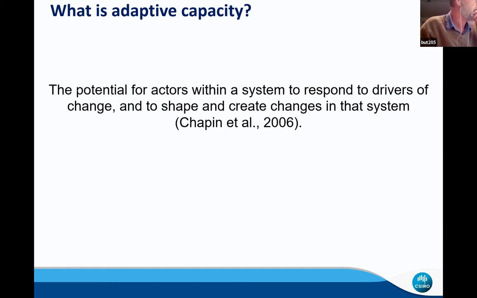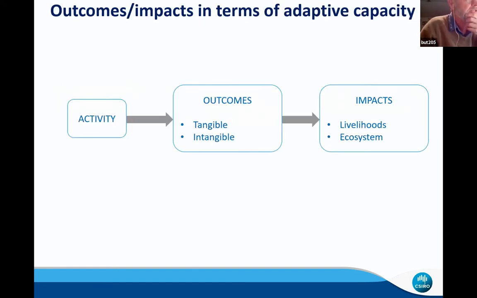So I'm just going to talk a little bit about how we've approached this. And this is the basic theory of change. Again, you have an activity, an intervention, the dollars, and then you expect to see some outcomes, and some of those might be tangible and some might be intangible, the more fluffy things that we were talking about last week, I think. And then you want to see impacts, usually in terms of livelihoods and ecosystems, some aspects of one or the other or both.